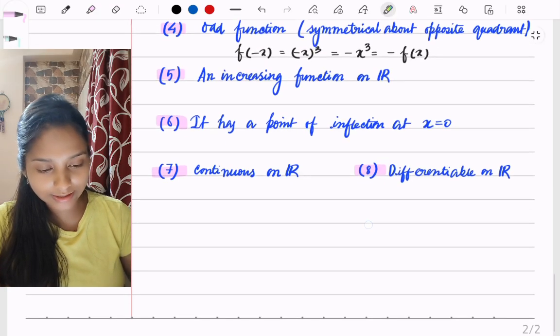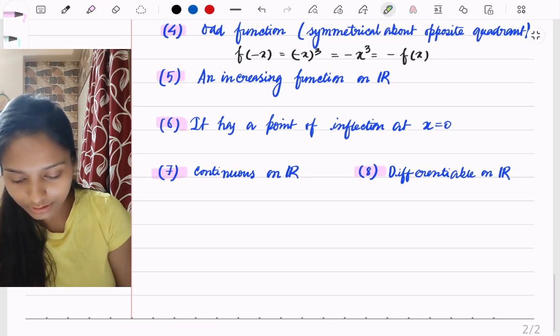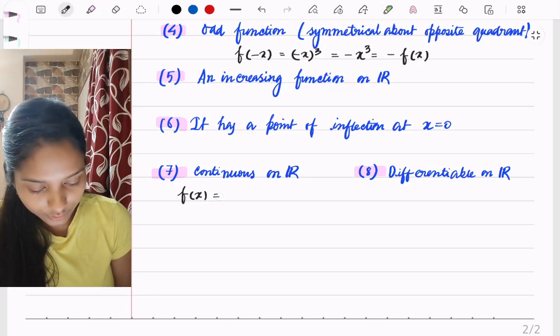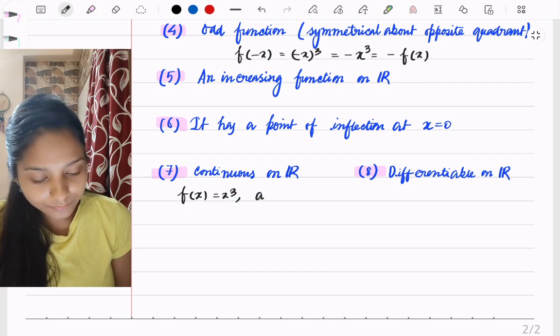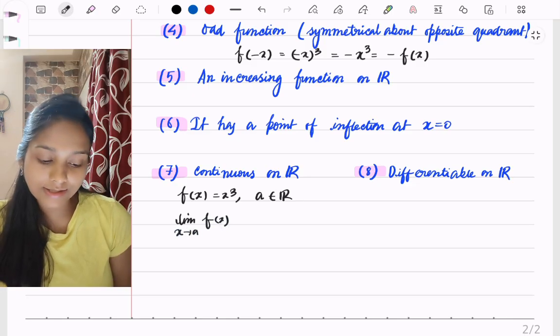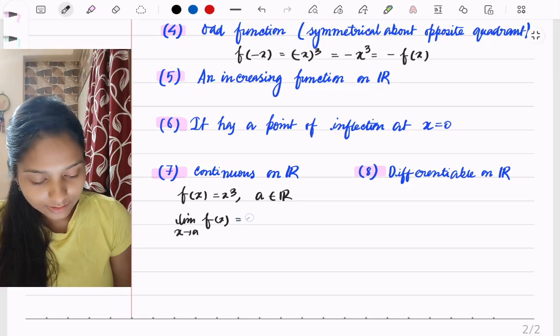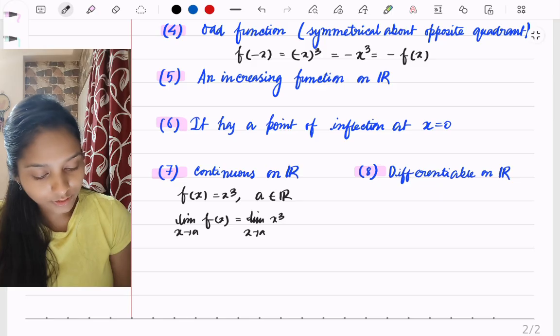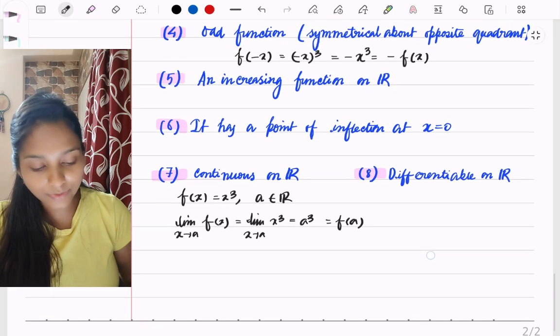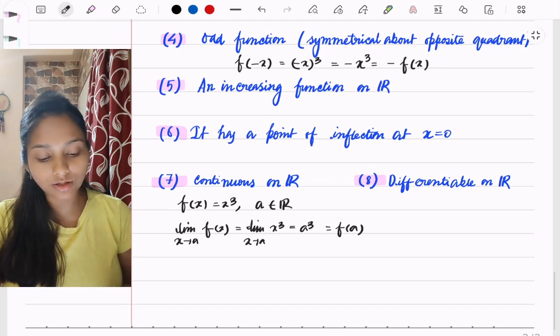So again, I can do the proof. For continuity, we have f(x) = x cube. Take any arbitrary point a. So limit x tends to a of f(x), which is x cube, gives limit x tends to a of x cube, which is a cube. It is f(a). So the function is continuous on R. So it must be continuous on the whole real axis.